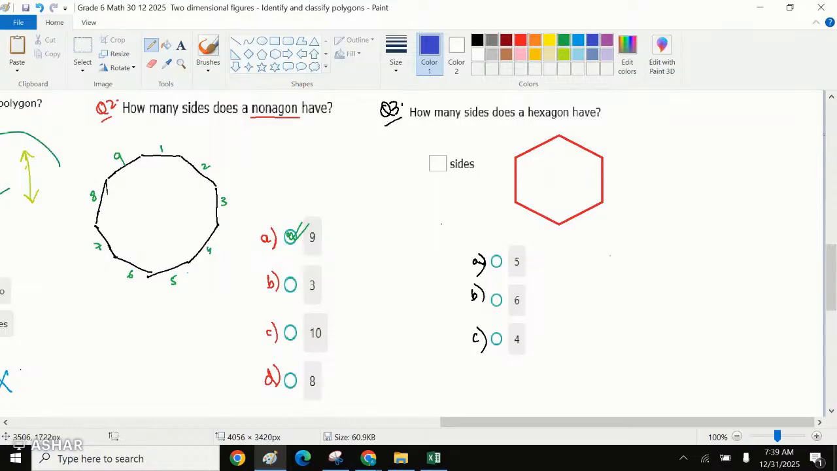So let's label 1, 2, 3, 4, 5, and 6. That means a hexagon has 6 sides. 6 is option B. We click on option B and that is option B.